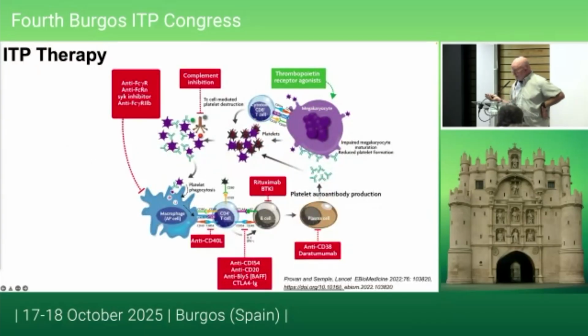This is, of course, the pathophysiology of ITP, where somehow there's a presentation event of platelet autoantigens to CD4 positive helper cells. This drives the B cells to differentiate into plasma cells to secrete autoantibodies, and these autoantibodies bind to platelets and they can be destroyed by the macrophages or by complement. And in fact, they also generate CTLs, and these CTLs are very good at migrating into the bone marrow and destroying the megakaryocytes.